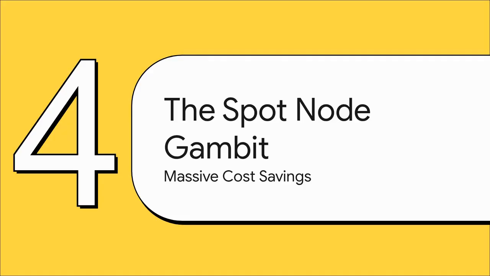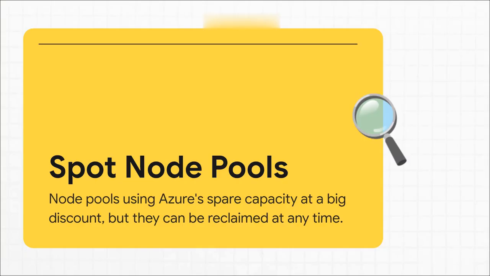Okay, now for the advanced move. This is the one that can slash your costs like crazy, if you play your cards right. Let's talk about the spot node gambit. Spot node pools are a special kind of node pool that basically runs on Azure's spare computing power. And because you're using leftovers, you get them at a crazy discount. We're talking up to 90% off sometimes. But, and this is a huge but, there's a catch. Azure can take that compute capacity back whenever they want with very little warning.